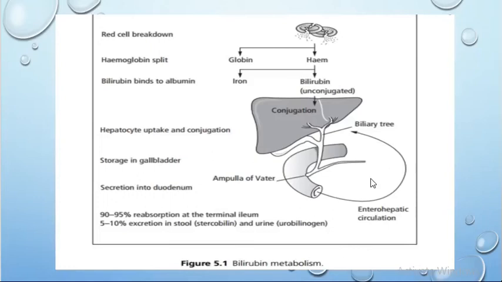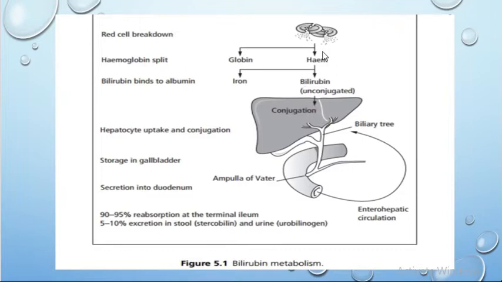So in my previous video I talked up to this level. So 5 to 10% excretion of bilirubin in the stool in the form of stercobilin and in the urine in the form of urobilinogen. And 90 to 95% is again reabsorbed at the terminal ileum and enters the enterohepatic circulation. So this is the normal physiology of how bilirubin metabolism happens, and which organs play an important role.